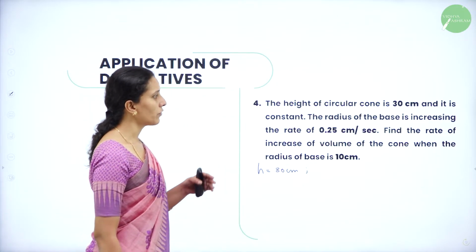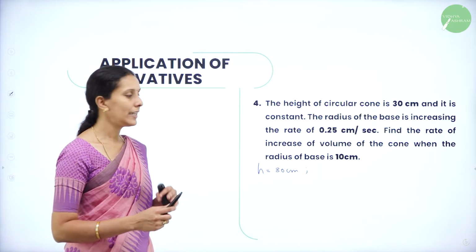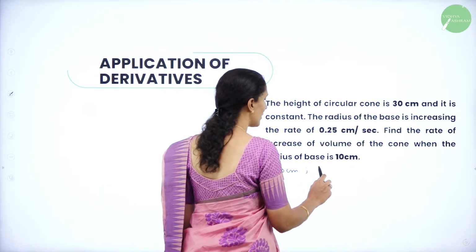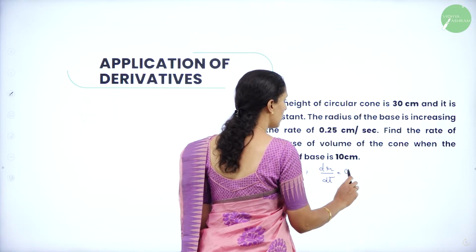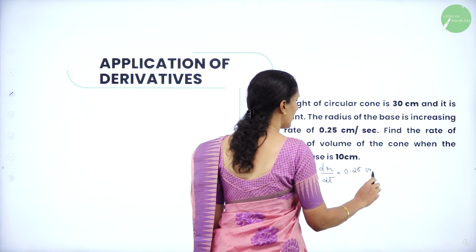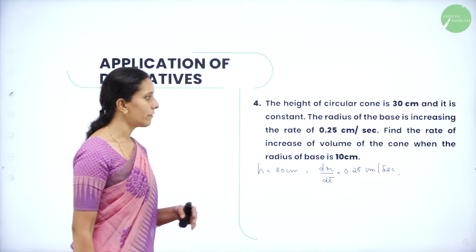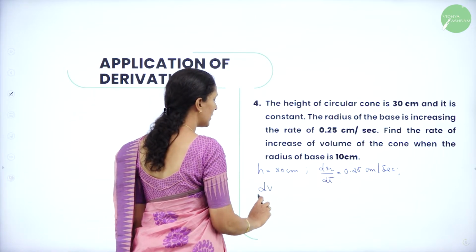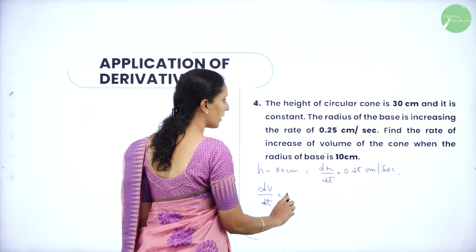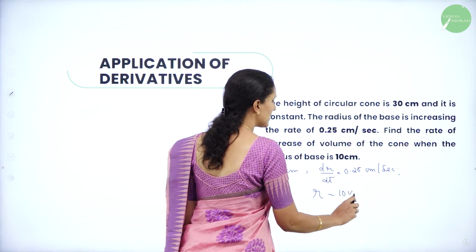Next, the radius of the base is increasing at the rate of 0.25 centimeter. So I can write this as dr/dt is equal to 0.25 centimeter per second. Next, they have asked us to calculate the rate of change of volume, that is dV/dt, of a cone whenever the radius is equal to 10 centimeter.